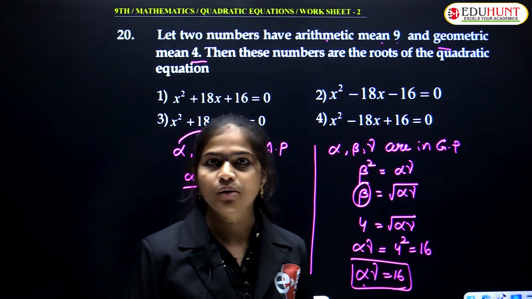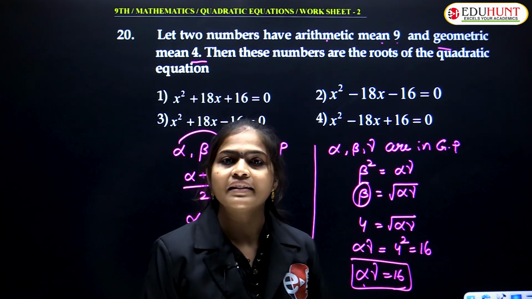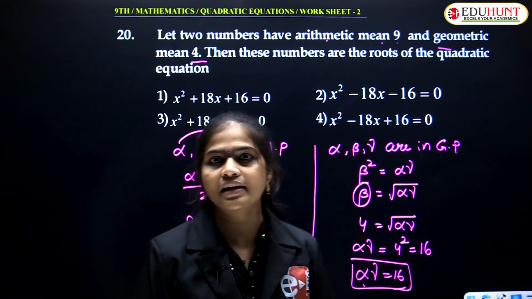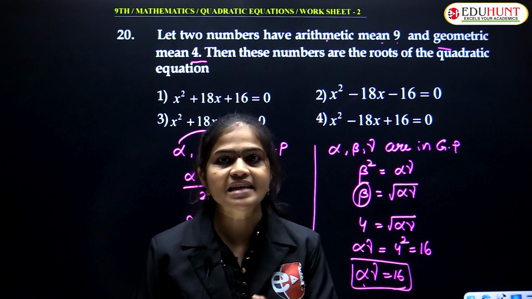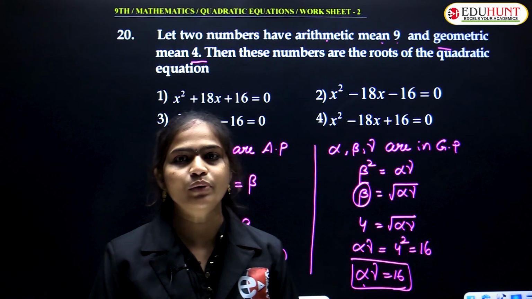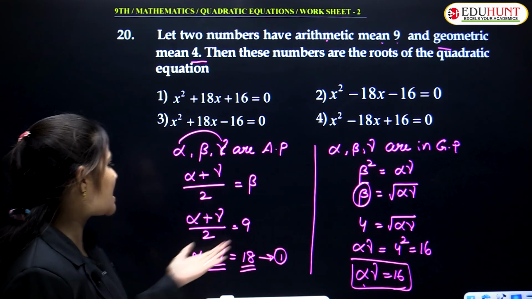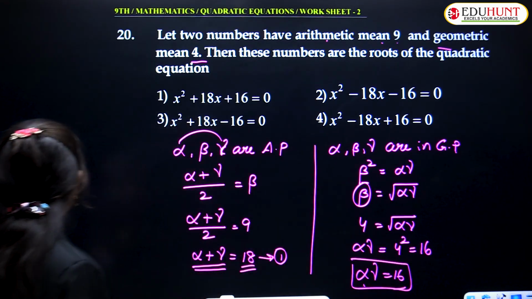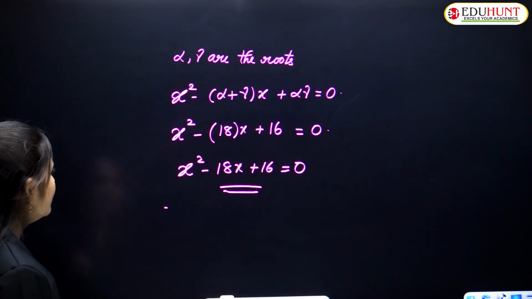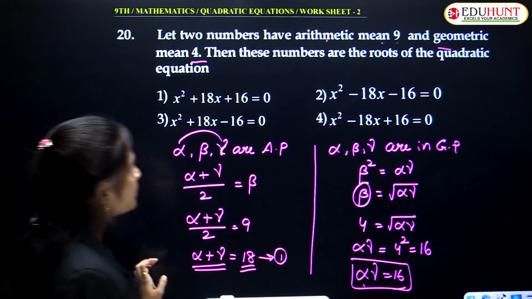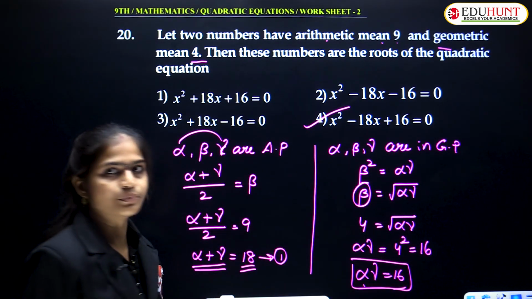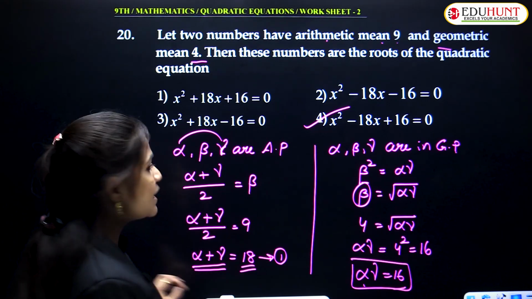After that, we know the formula to find that required quadratic equation, that is x square minus alpha plus beta, actually we have to take, but here gamma is there. So x square minus alpha plus gamma into x plus alpha into gamma equals 0. That is the required quadratic equation. After substituting these two values, the required equation is x square minus 18x plus 16 equals 0. So which option is correct here? Yes, x square minus 18x plus 16 is equal to 0. Clear to you? So this is the 20th question.